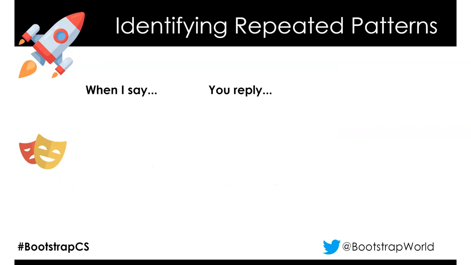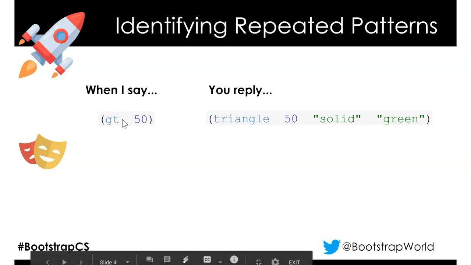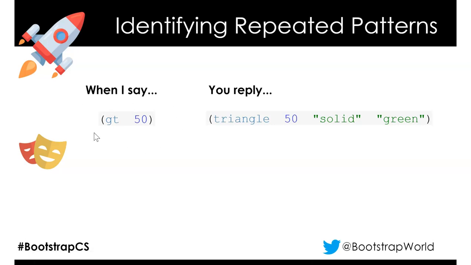So here's a little call and response. Since I'm not in front of you with the class, we won't do that. But when I say GT50, you reply, triangle 50 solid green. So we're getting the idea that maybe if I knew the right way to do it, I could shorten this and represent only the changeable things.